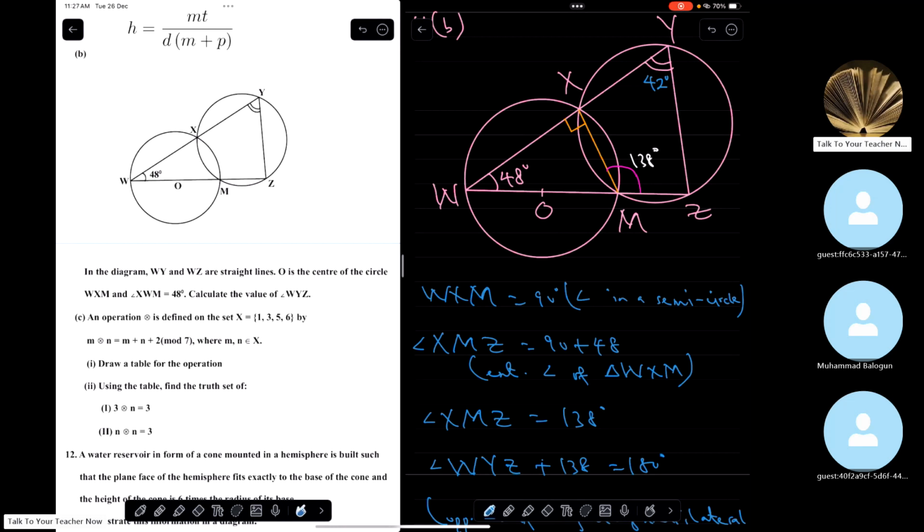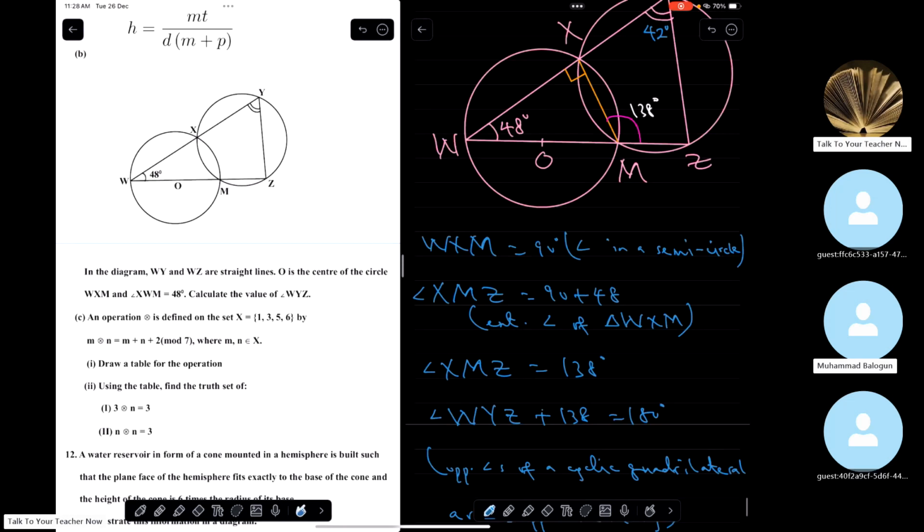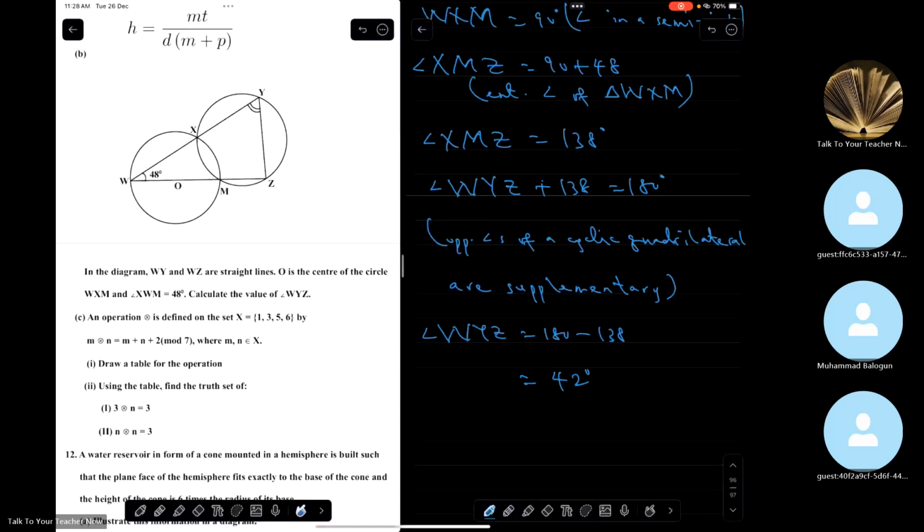Let's go, Roman figure 1. What does that say? Draw a table for the operation, and using the table, find the values of 3 circle times N equals 3, and N circle times 4 equals 3. Beautiful. Ajara, have we copied that? Can we go? Yes, sir.